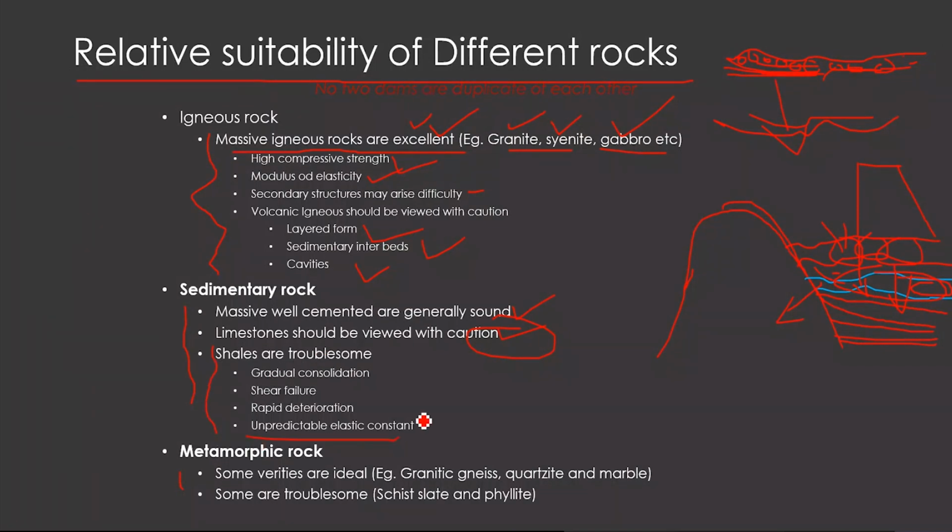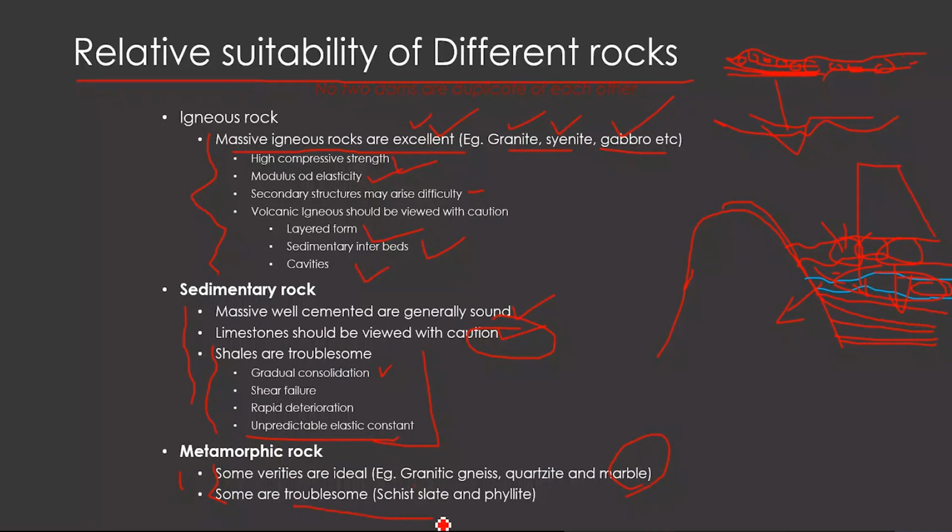Shales, which are rocks made up of clay-sized particles, are usually troublesome because of their specific characteristics. They gradually consolidate and settle down, shear failure of shales is very commonly seen, they deteriorate rapidly, and unpredictable elastic constant behavior is also a basic trouble in shale rocks. Metamorphic rocks, in varieties like granite gneiss, quartzites, and marbles, are considered to be good.